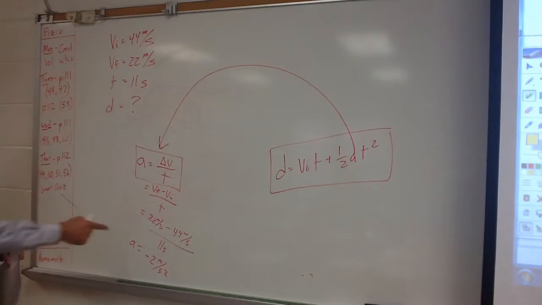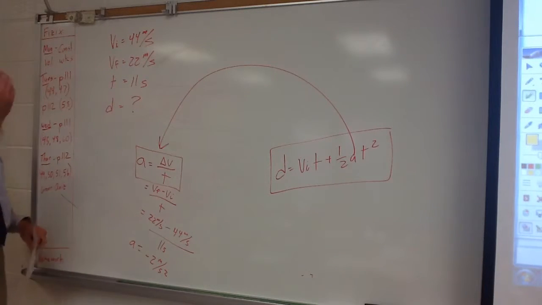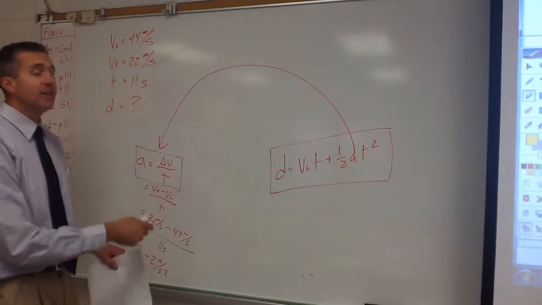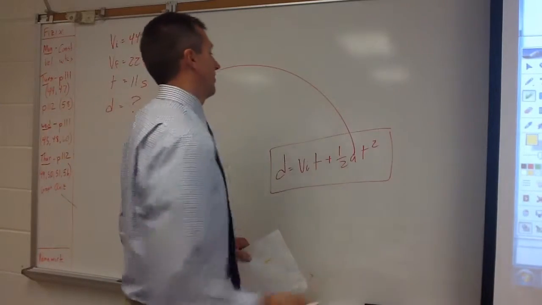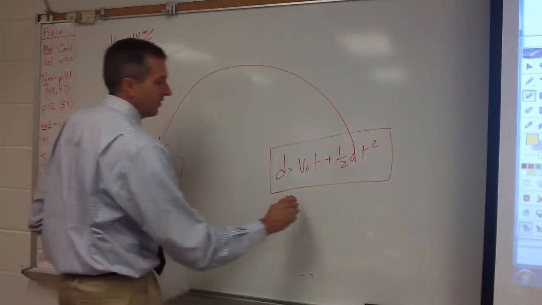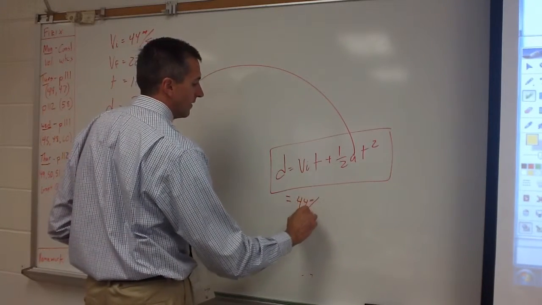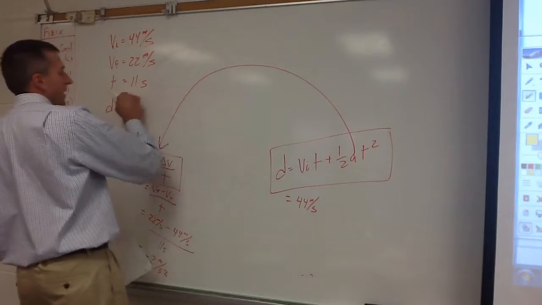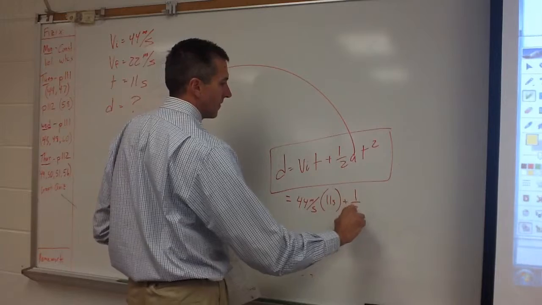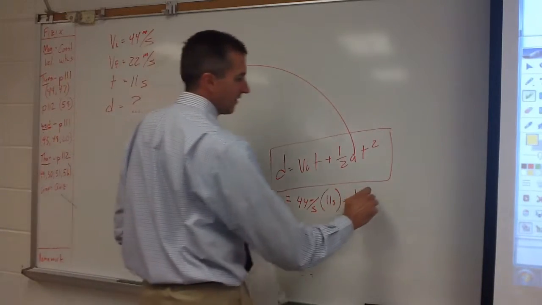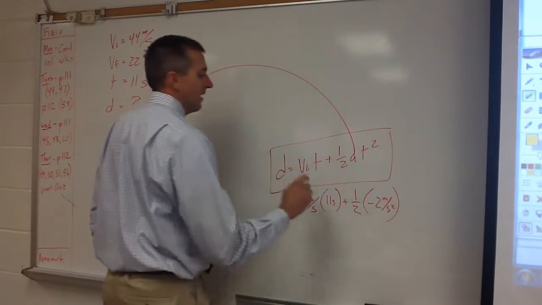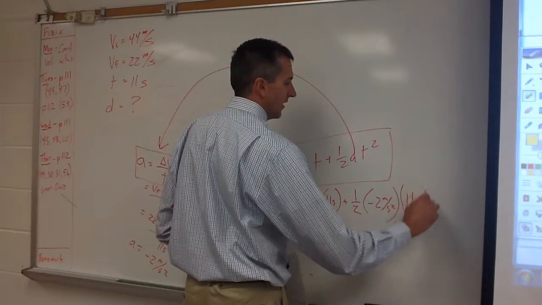Okay, good. So we got negative 2 meters per second squared. Now I can finish off the problem because I found my acceleration and I can go back to this equation, because all along I was trying to find displacement or distance. So I need my initial velocity again, 44. I need my time now, 11 seconds. My acceleration I just found to be negative 2 meters per second squared. And now I got to take the time on the end and square it.